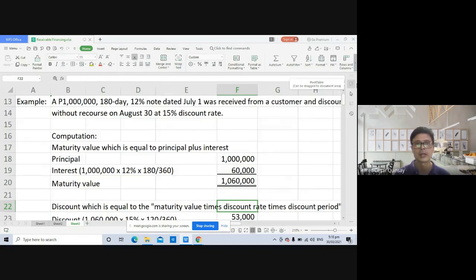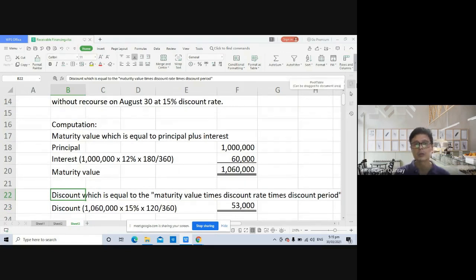So ibig sabihin kung 180 day yung note, so 180 day over 360, ito yung normally yung banking days, o at least yung kwenta sa bangko on a given year. Hindi naman banking days kasi ang banking days is 5 days a week lang, no? So yeah, pero 360 yung bilang nila when they're computing for interest, normally.